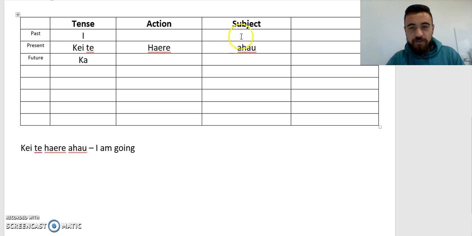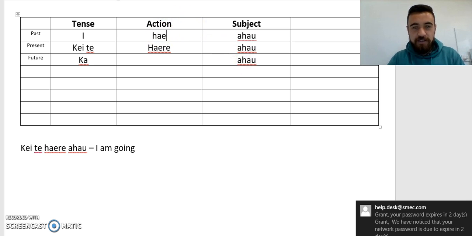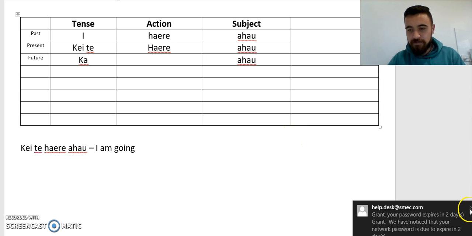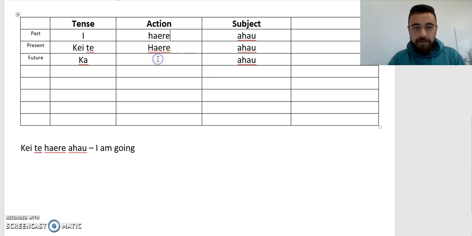And what we'll do for simplicity, we'll just keep using aho for the subject, so me. And action we'll keep as haere. So, I haere aho, in the past I went. Kei te haere aho, I am going in the present. And ka haere aho, so in the future I will go.